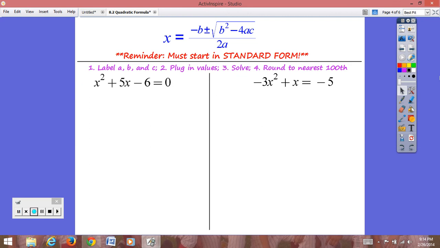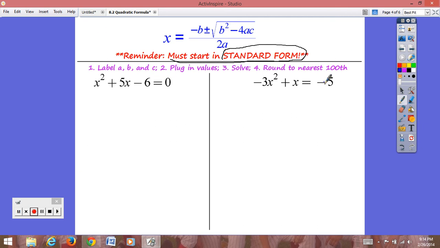So now we're going to do a few examples. Again, our quadratic equation is right up here, quadratic formula. And a reminder, you must start in standard form. So we need to have ax squared plus bx plus c equal to 0 before we start. And then our first step is to label a, b, and c.